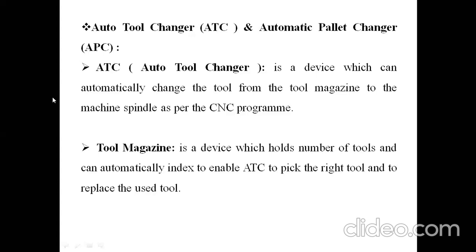That is, in case of your conventional machine, you have to change the tool according to the requirement of your operation which we carry out on your workpiece. But that is minimized in this CNC machine by using ATC. ATC is a device which can automatically change the tool from tool magazine to the machine spindle as per the CNC program.